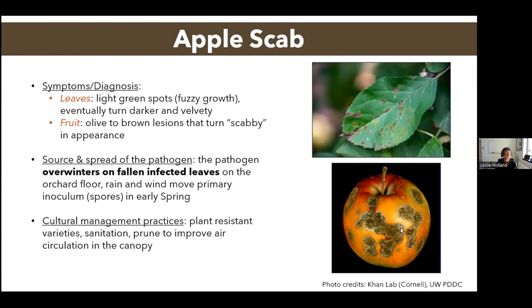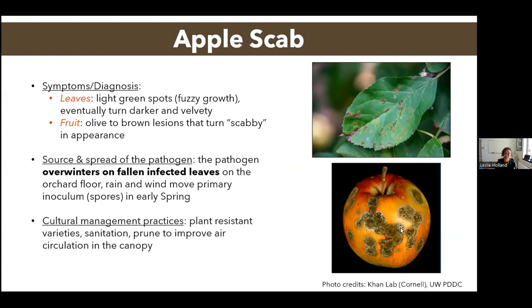An important thing to note for apple scab is that crabapple and some other species in the rose family are hosts to the apple scab fungal pathogen. So if your orchard is surrounded by a bunch of crabapples, or perhaps an orchard that hasn't been well maintained, that could be another potential source of inoculum in your orchard. Now, the pathogen does overwinter on fallen infected leaves.